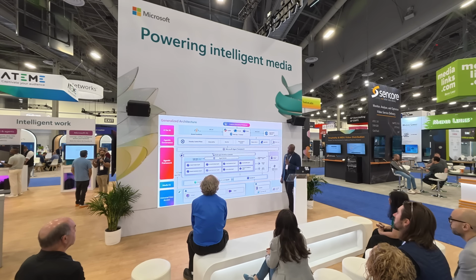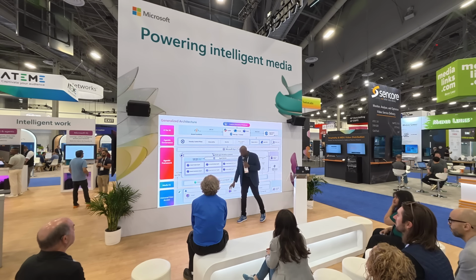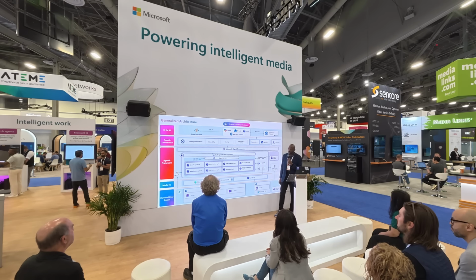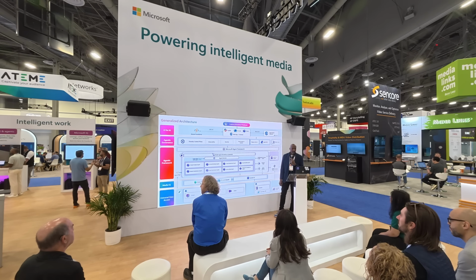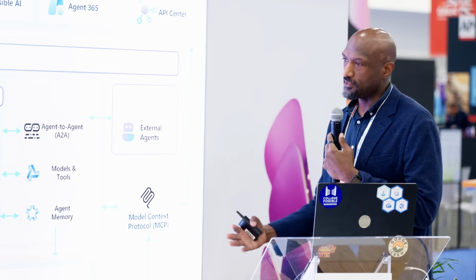If we move up one piece, this is what we call Media IQ. This is where Fabric IQ and Foundry IQ live and actually bring intelligence and ontology to your assets. So you can think of them in a way that maps directly to media and reason about those in the way that you would naturally in your space.